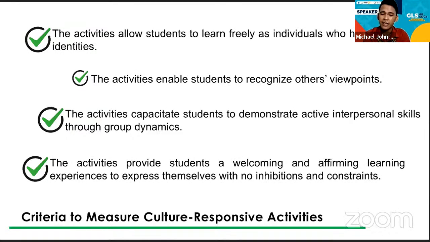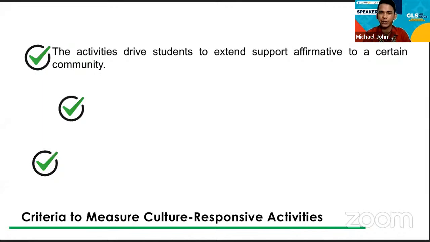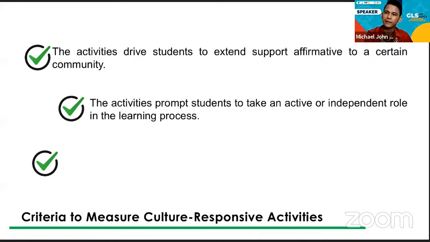Okay, by the way, these criteria are based on the concept of culturally responsive instruction. Next, the activities drive you to extend affirmative support to a certain community. So this means that culturally responsive instruction will allow you to become an advocate, to extend help and support to your community, not just your institution, not just your classmates, but to reach out as well to your community. Maybe you have your extension project, okay? Next, the activities prompt you to take an active, not passive, or independent role in the learning process, okay?